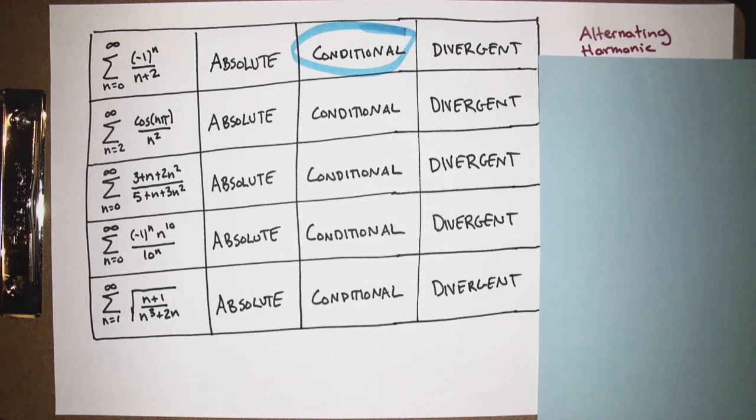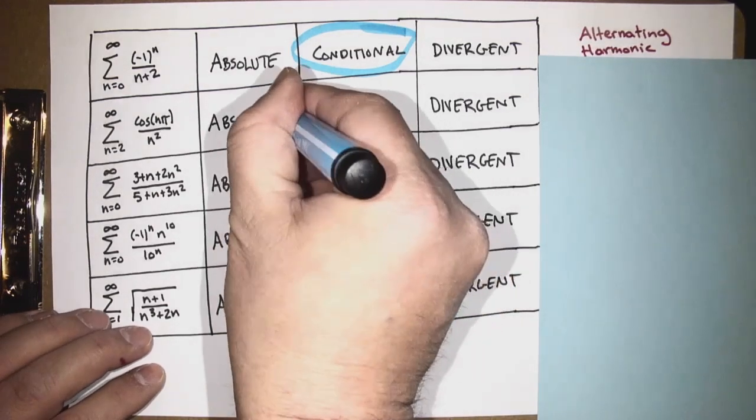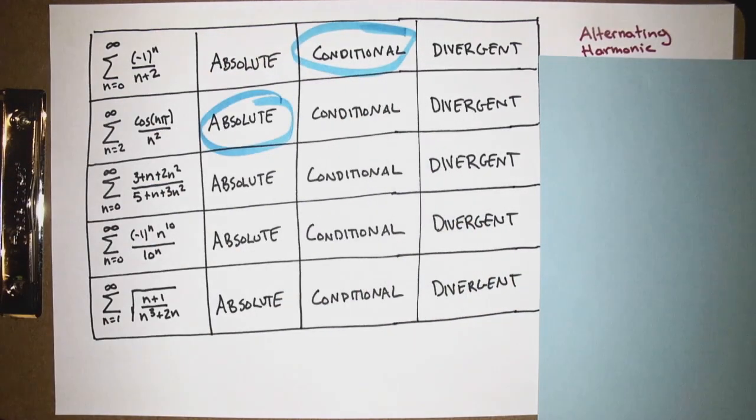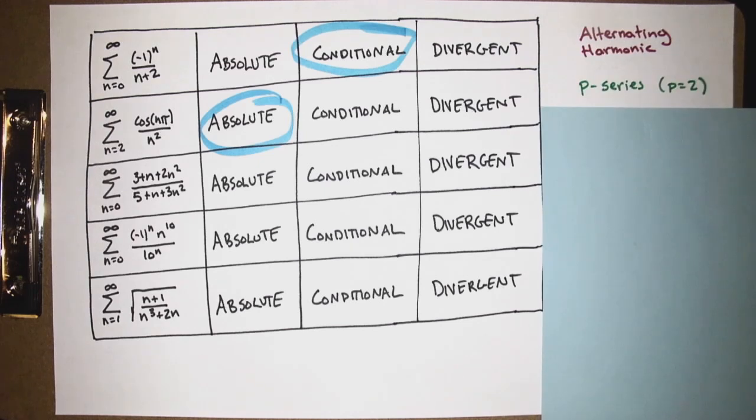Okay. The next one, cosine n pi over n squared. Absolute, conditional, or divergent? Absolute. It is indeed absolute. Now, the cosine n pi is plus or minus 1. But just because it's plus or minus 1 does not mean it's conditional. You say, well, hey, what if I drop the plus or minus 1? It looks like a p-series with p equals 2.